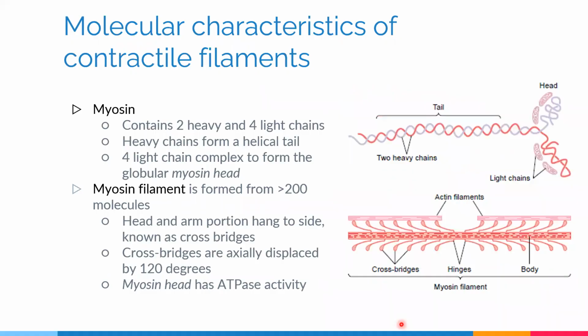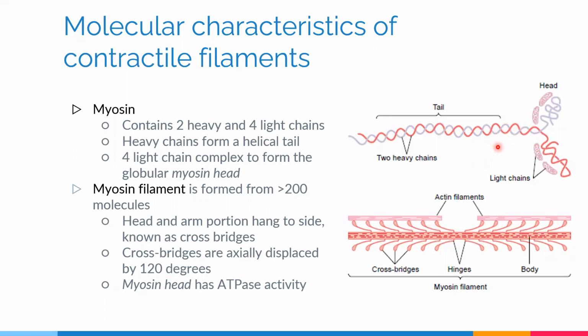Next, let us move on to the molecular characteristics of contractile filaments. So we have been talking about myosin and actin, but what exactly are these myosin and actin molecules? This is a schematic showing us the myosin. The myosin is a protein that contains two heavy chains and four light chains. The heavy chains form a helical tail. That is, they are intertwined like something like this, and this is known as the tail of the myosin molecule.